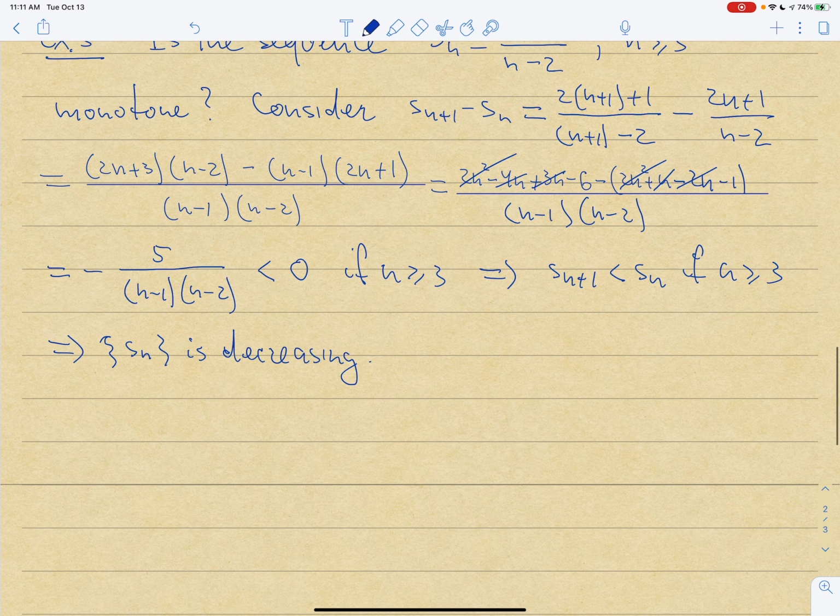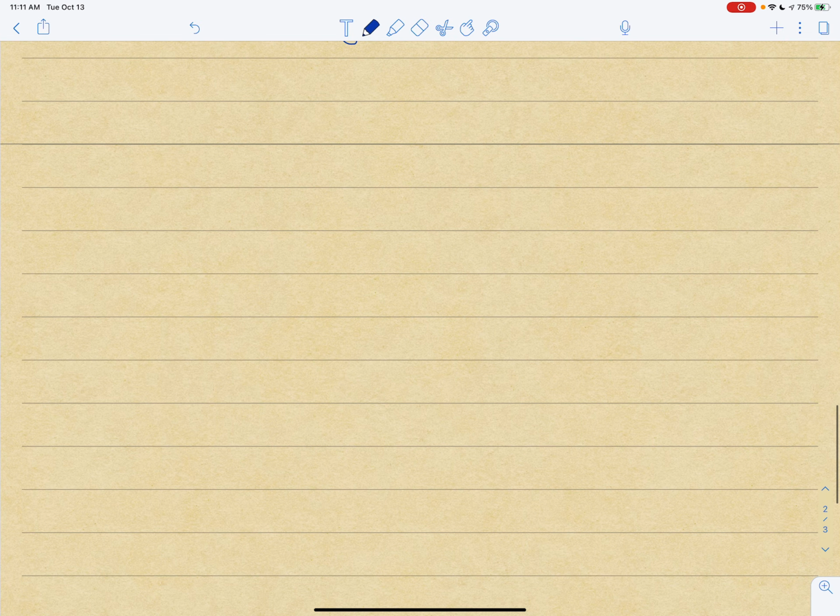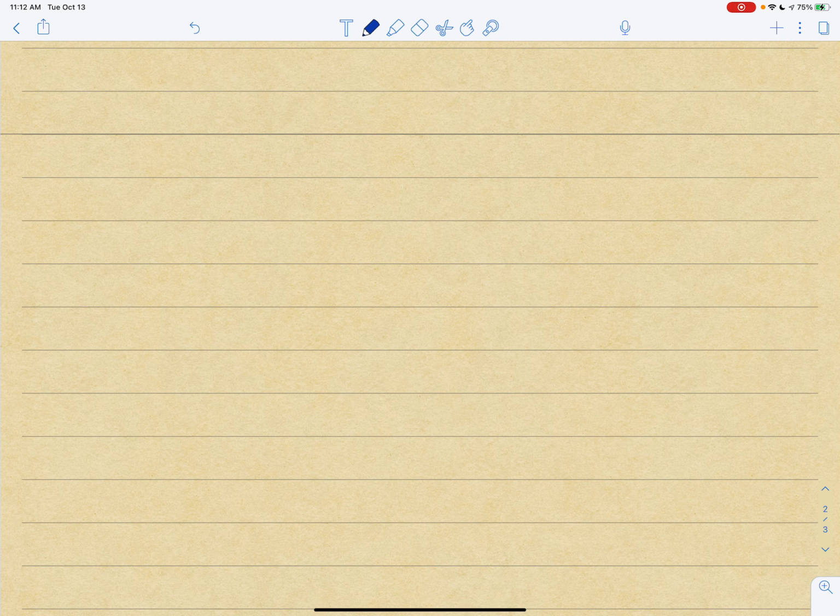Okay, so that's one way to decide if a given sequence is increasing or decreasing, is to take a difference between two consecutive terms. There is also a second way which uses ideas that we have not discussed yet in this class, but which you surely are familiar with from regular calculus.